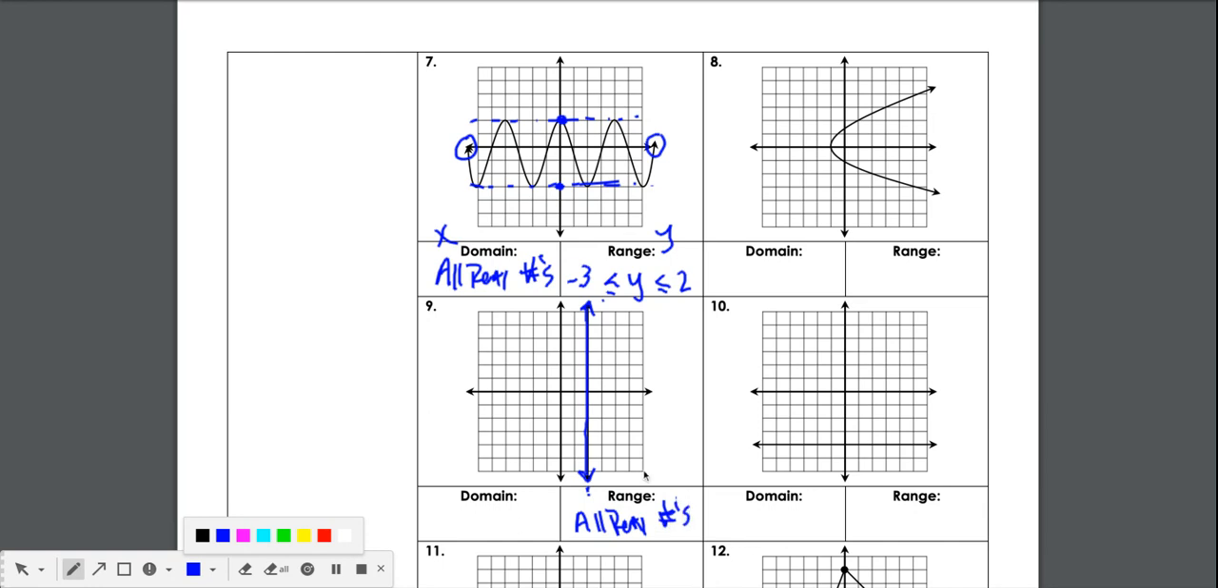All real numbers, right, like that. Here's my fancy symbol. Okay, so again, on this one, what X values are represented? Well, we don't have any X values here or here. We only have X values that are on top of this line. So what are all the X values that are represented on this line?